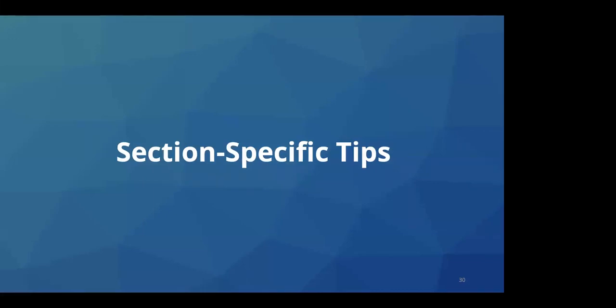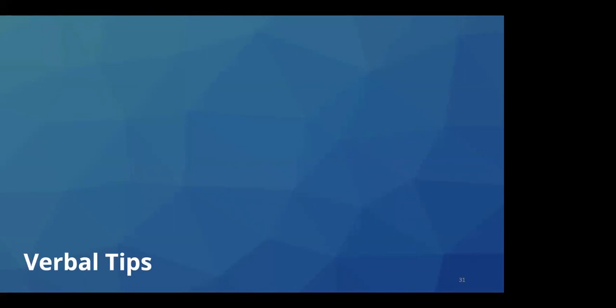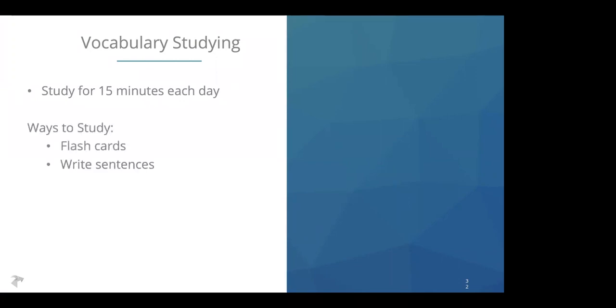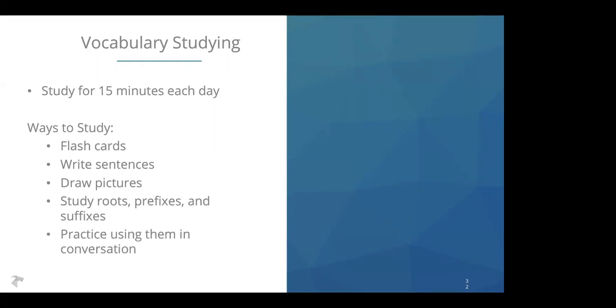Now we'll go over some tips for each section of the test. Let's start with the verbal section. Studying vocabulary is an important part of preparing for the verbal reasoning section. Studying for just 15 minutes each day can help you improve. There are several ways to study vocabulary, including flashcards, writing sentences that contain the vocabulary words, drawing pictures depicting the word. Knowing roots, prefixes, and suffixes can be very helpful when encountering unfamiliar words. And finally, using the vocabulary words in everyday conversation.